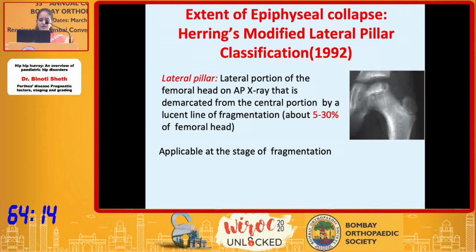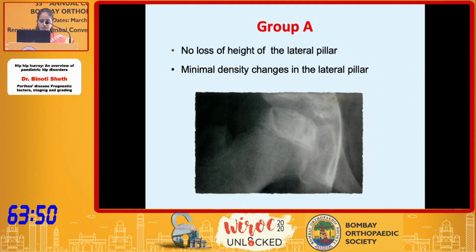Finally, the extent of epiphyseal collapse is described by Herring's modified lateral pillar classification. What do we mean by lateral pillar? That's the lateral portion of the femoral head as seen on AP X-ray, which is demarcated from the central portion by a lucent line of fragmentation. That means about the lateral 5 to 30% of the femoral head. Again, this classification is applicable at the stage of fragmentation.